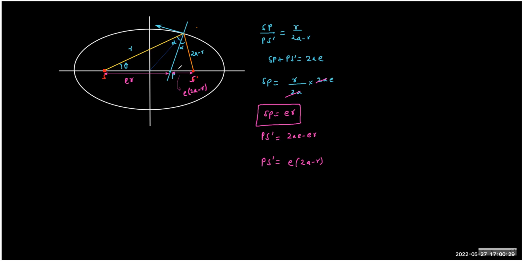Okay. What else can we do from this ellipse question? So if V is given, then we can do something. So if V is known to us, okay.